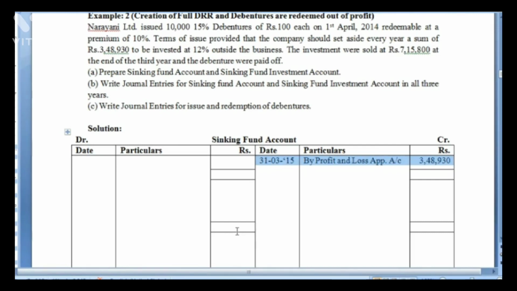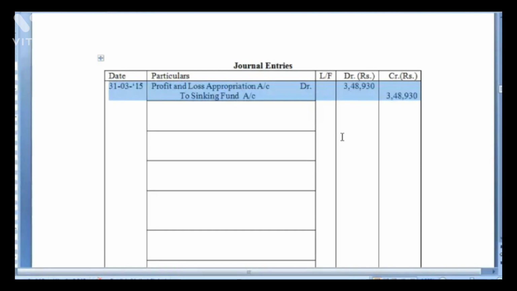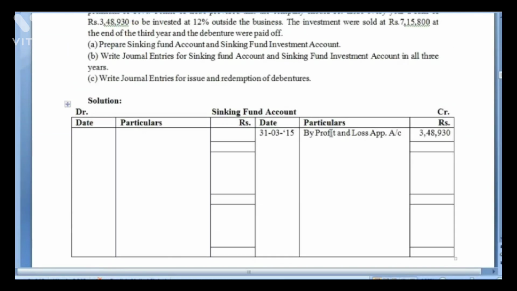Profit and loss માંથી sinking fund માં લઈ જઈએ છે. So the first journal entry on this date is this. Clear? Profit and loss appropriation account debited to sinking fund account. So profit and loss account we not prepared, but sinking fund account credit side on 31st March amount transfer to DRF account or sinking fund account.